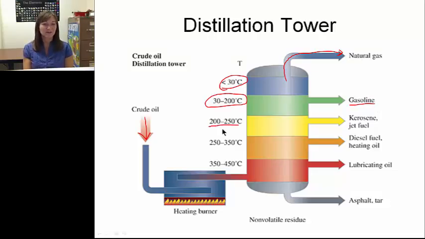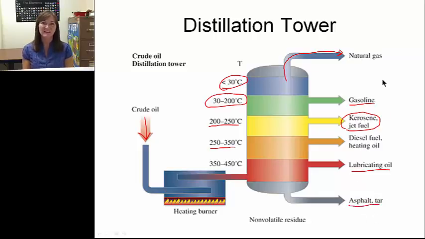When they get up to 200 and 250 degrees Celsius, then the little bit heavier fuels like your kerosene and jet fuel come off. And they collect that and ship that out to where that's going to be used. And then you heat it up a little hotter, to 250 to 350 degrees, and that's where we get our diesel fuel and our heating fuel. And you have to get it quite a bit warmer to get our lubricating oils, because those are quite a bit heavier. And then the soot that you have at the very bottom that never really boils off is where we get our asphalt and tar.